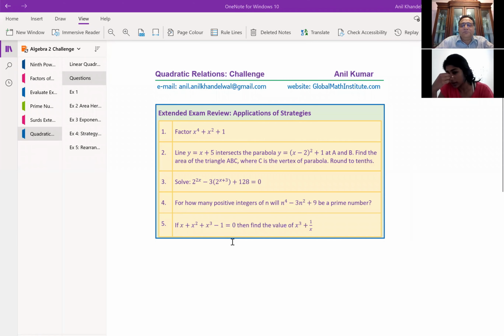There, you see 5 questions on the screen? Yep. Perfect. Can you read these questions and tell me as you go along how you are going to solve these questions? And then we'll discuss their solution in detail, okay? All right. So question 1. Factor x to the power of 4 plus x squared plus 1.